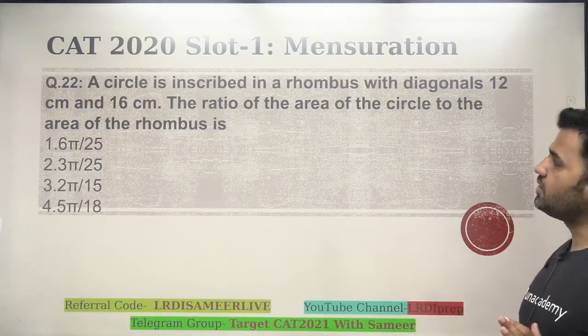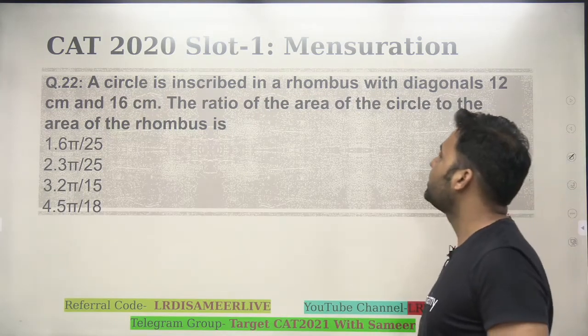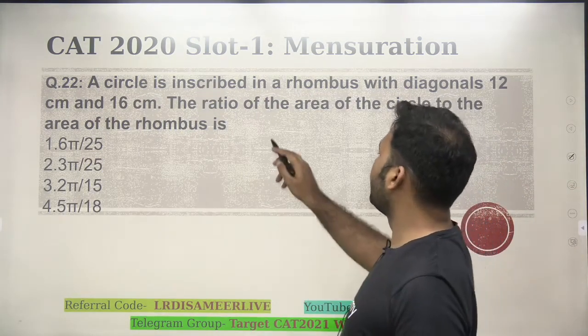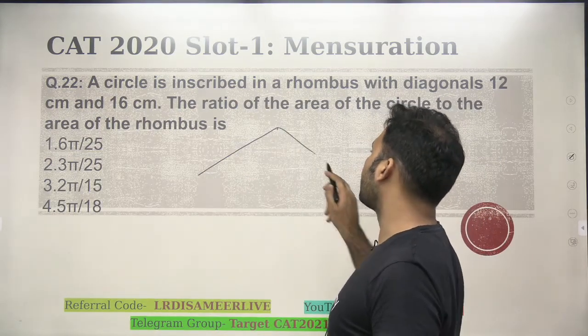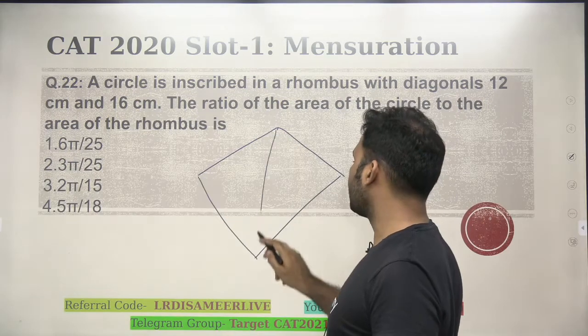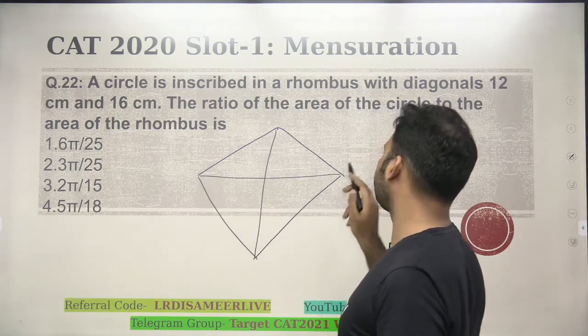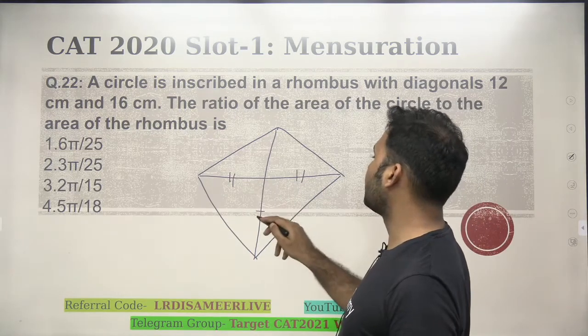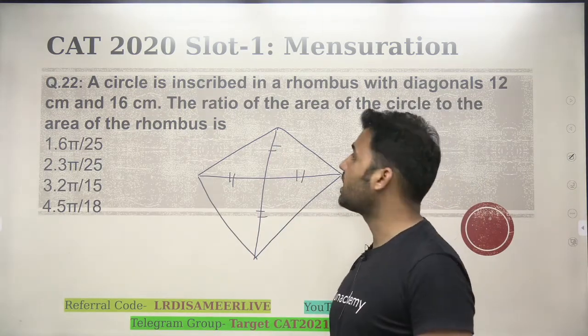Question number 22. A circle is inscribed in a rhombus with diagonals 12 centimeter and 16 centimeter. Now a rhombus is a figure where all sides are equal, and both of these two diagonals will bisect each other at 90 degree.